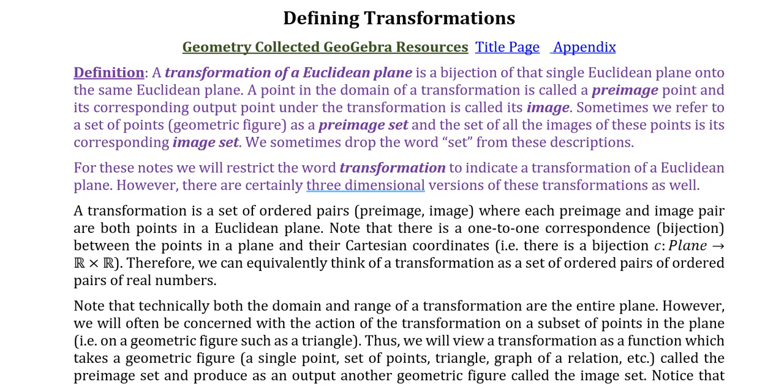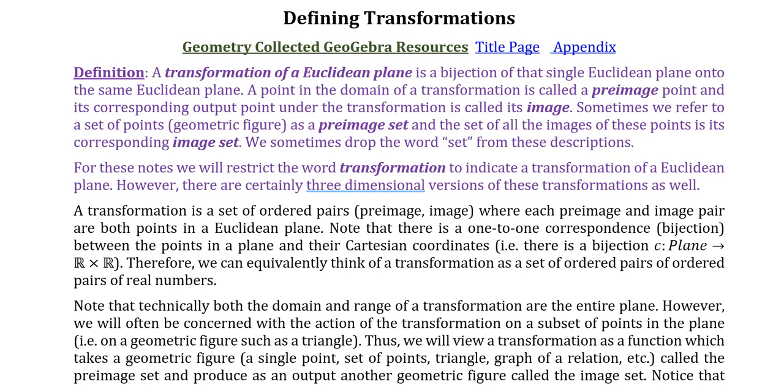A point in the domain is called a preimage point, and the corresponding output point under the transformation is called its image. And sometimes we refer to a set of points, like a geometric figure, like a triangle, for example, as a preimage set, and all the images of these points is its corresponding image set. And sometimes we just drop the word set from these descriptions. So we talk about a preimage being maybe just a figure like a circle or a triangle or a quadrilateral of some kind, and then we have its corresponding image set.